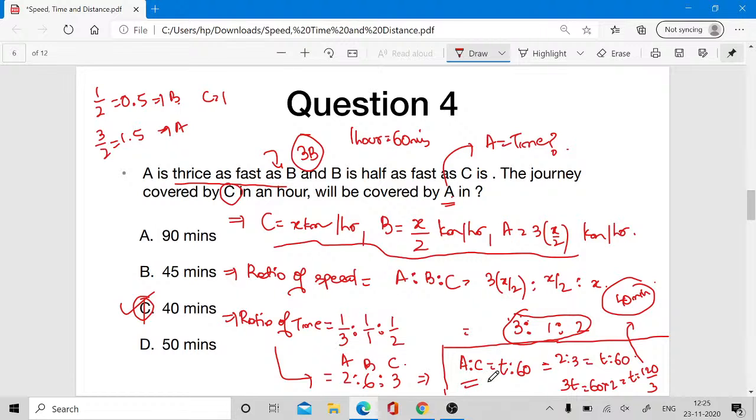मेरे को A is to C का पता करना है, right? I know the time of C as 60 minutes. I don't know the time of T, right? So A is to C is equal to T is to 60. 2 is to 3 is equal to T is to 60. So 3 into T is equal to 60 into 2. So 3T equals 60 into 2. T equals 120. 120 by 3, 40 minutes is the answer, which is our option C. Right?